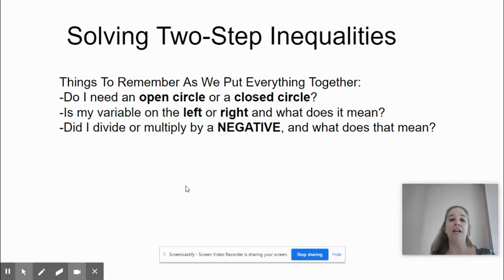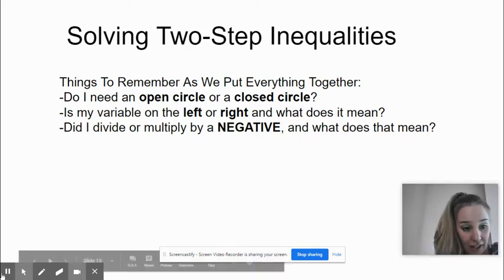And then, did I divide or multiply by a negative? And what does that mean? So remember, if you divide by a negative, you have to flip the inequality sign. If you multiply by a negative, you have to flip the inequality sign. And there's going to be lots of problems that have negatives within the problem. It's specifically when you divide or multiply by a negative that you need to flip the sign.